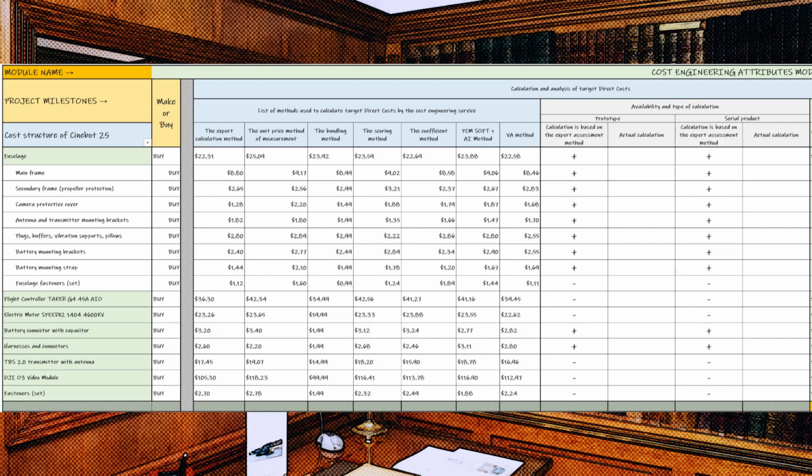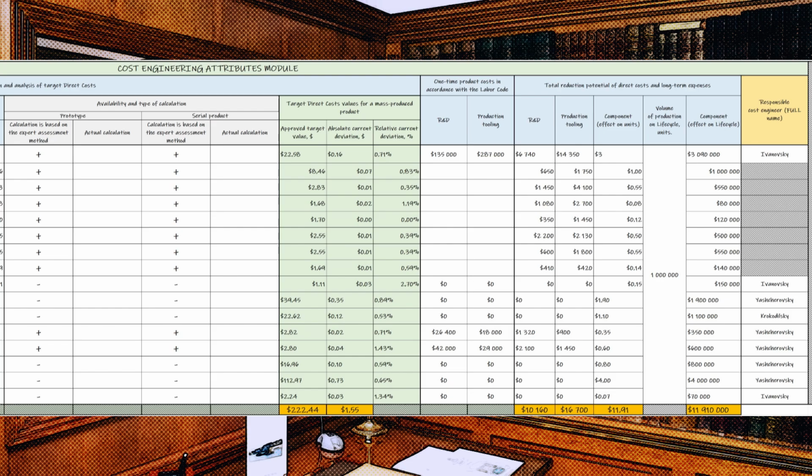Secondly, the sub-block list of methods used to calculate target direct costs by the cost engineering service is a confirmation of the above statement that although the BOM is a conditional visualization of the aggregate pricing method, it simultaneously contains ready-made data for calculating target direct costs performed by alternative methods. We will not delve into this issue now, and it will be discussed in more detail below, within the framework of the general conclusion of section 1.1.